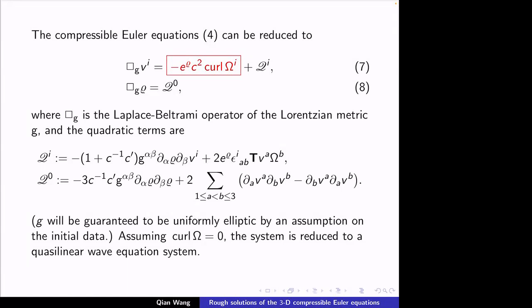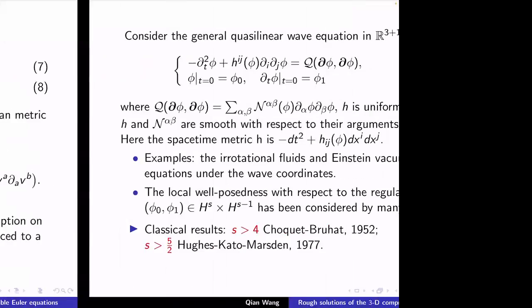So in the case that curl ω is 0, the system can be reduced to a quasilinear wave equation. I'm going to move to the next page, talking about the quasilinear wave equation. Before moving to the next page, are there any questions so far? If there are none, I'll move to the next page.